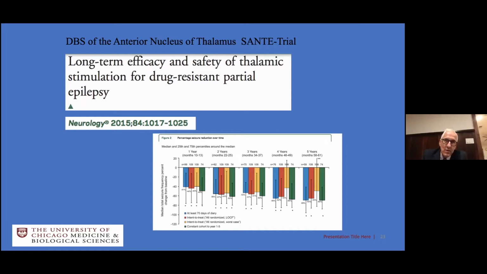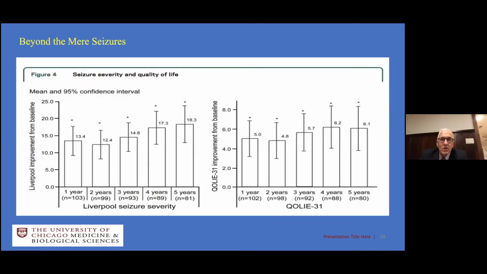Only about 7% of patients become seizure-free, but there's a significant reduction in seizures, and it gets better every year, which is the proof that you're really modulating the network. And if you look at the seizure severity, now when the bars go up, it's actually less severe, it's better, it's an improvement. You can see the same thing. The seizures not only are reduced in number, but they become less severe, and it gets better every year. And on the right, you see the quality of life, which also improves every year.